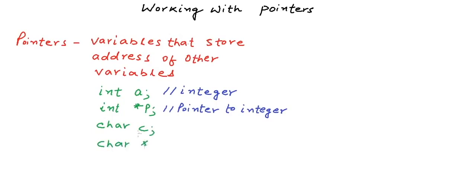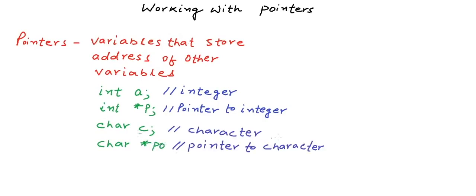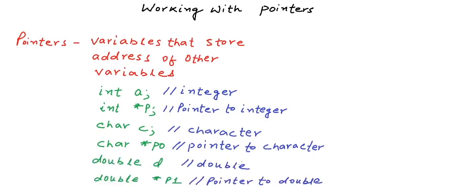We put an asterisk sign and let's say the name of the variable is p0. So c is a character variable and p0 is a pointer to character. And similarly, we can have a pointer to double. And we can also have pointers to a user-defined structure or a user-defined class.